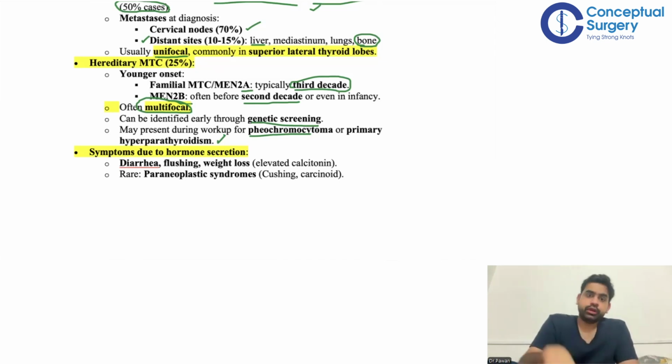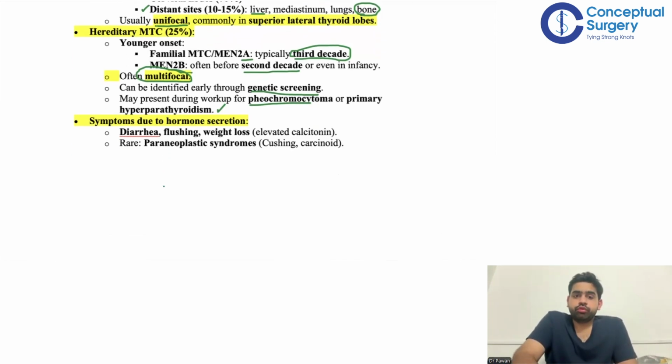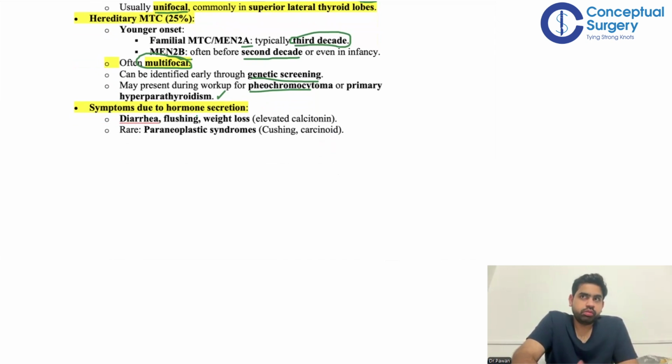Okay, so important. Now, symptoms due to hormone secretion. What are the symptoms with which the patients can come to you? Diarrhea, flushing, and weight loss. This is because of the elevated calcitonin level. Frankly, this is the most common presentation. Diarrhea is the most common presenting feature of your patients with medullary thyroid cancer.